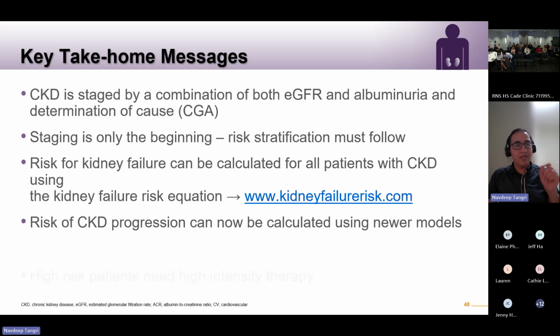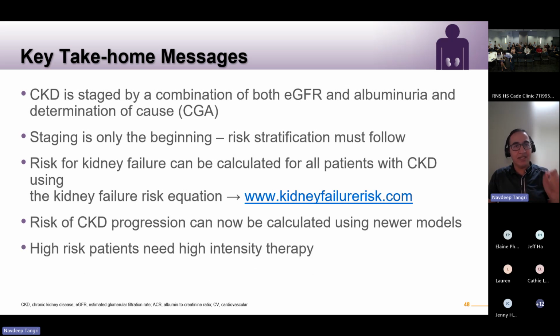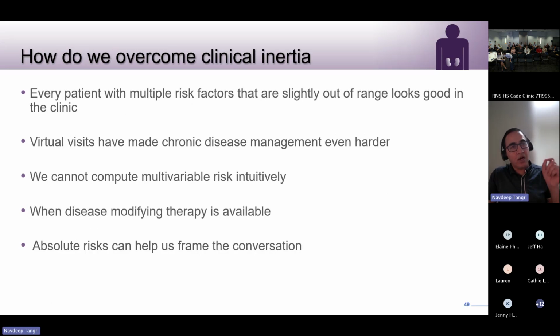And why do we do this? Because high risk patients need high intensity therapy. And how do we overcome clinical inertia in treating these people? Why are these people not treated till GFR of 30 to 45? It's because every patient with multiple risk factors that are slightly out of range looks good in the clinic. We don't want to rock the boat. Virtual visits make it even harder. It's harder to start a new medication, start a new treatment on a virtual visit on the phone. We have to acknowledge that we cannot compute multivariable risk intuitively. As much as we think we can, it's very difficult to do. We can find the extremes, but we cannot find the entire middle.